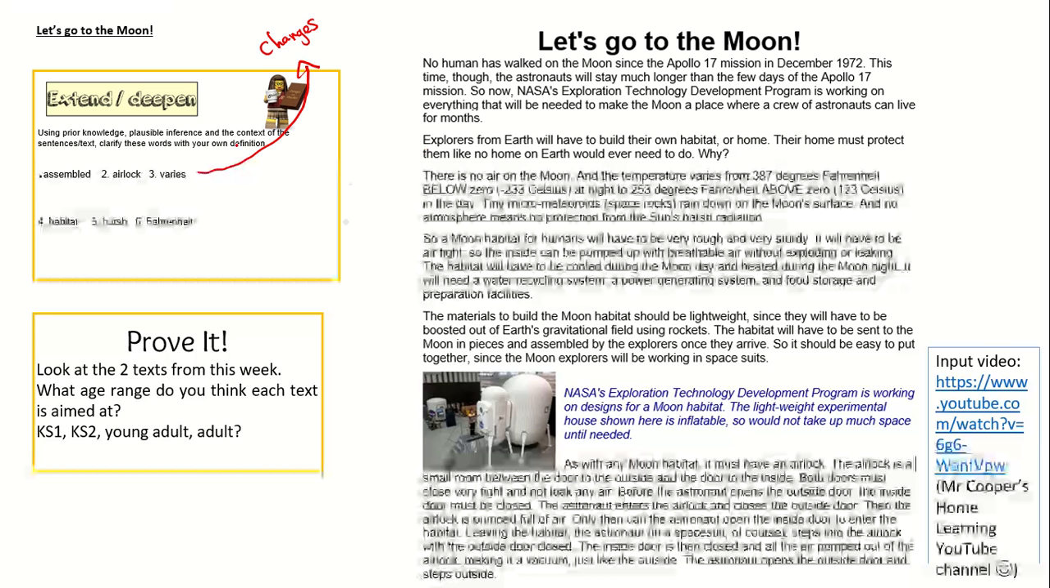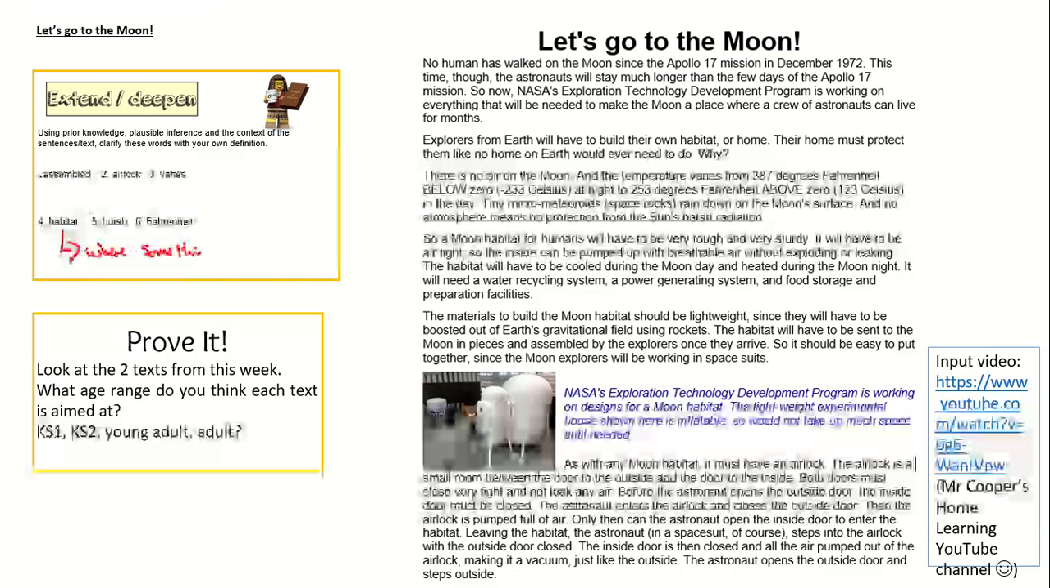Habitat. I'd like to think we know what habitat is in Year 5. I'm sure you learned about habitats down in Key Stage 1. It's here. The habitat will have to be cooled during the moon day and heated during the moon night. So the habitat is where something lives, isn't it? There you go. Where something lives, or where somebody lives, because it can be animal. Well, we're animals.